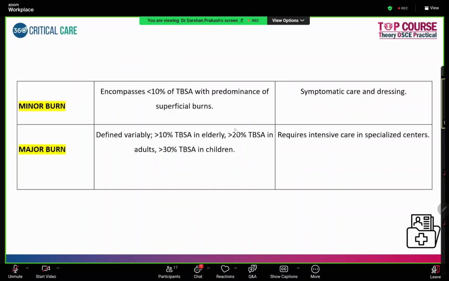Okay. So coming to classification of burns on the involvement of body surface area, I told you earlier it will be classified as a major burn or a minor burn. Burns is classified as minor if it encompasses less than 10% of the total body surface area, with predominance of superficial type of burns. The usual type of care required here is symptomatic treatment. Major burns is usually defined where there is involvement of more than 10% of total body surface area in the elderly, 20% of total body surface area in adults, and 30% in children. It usually requires intensive care in specialized burn centers.